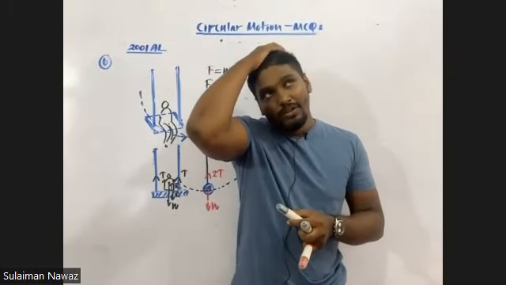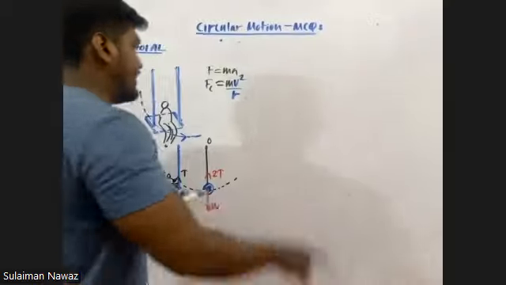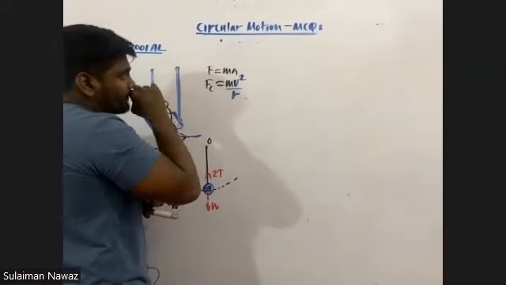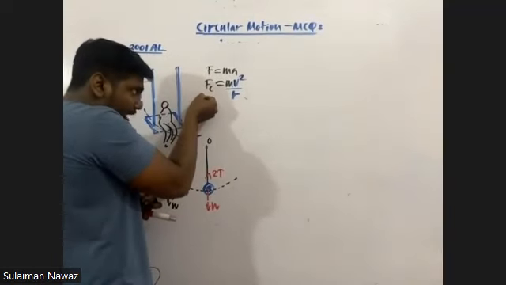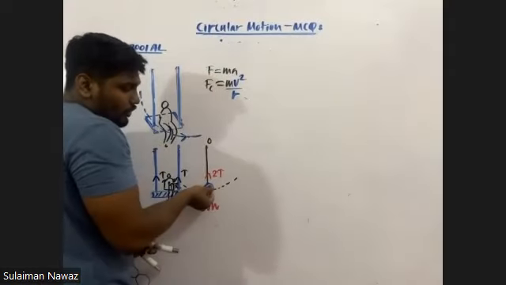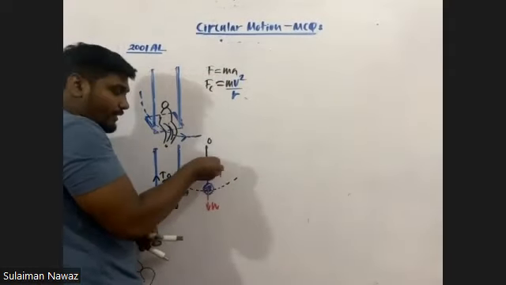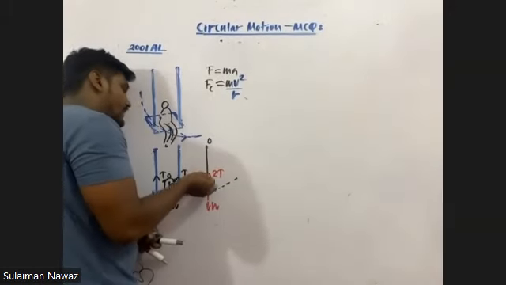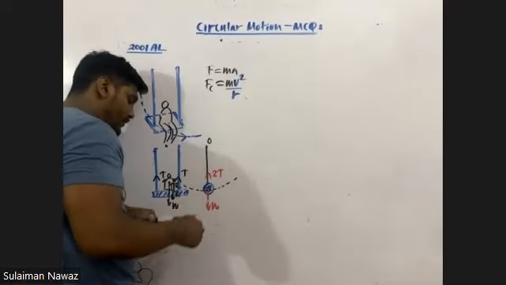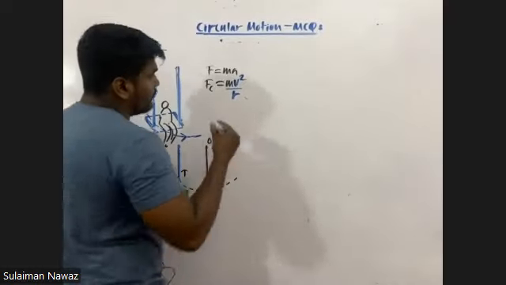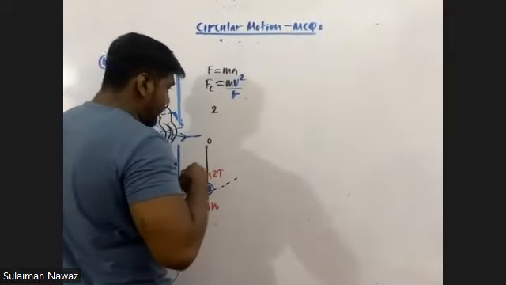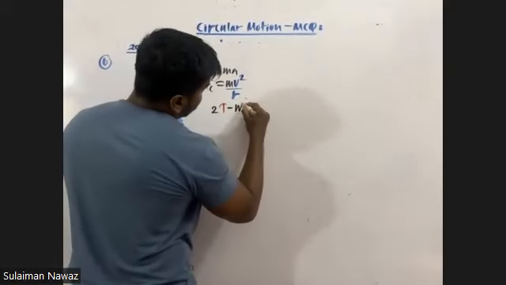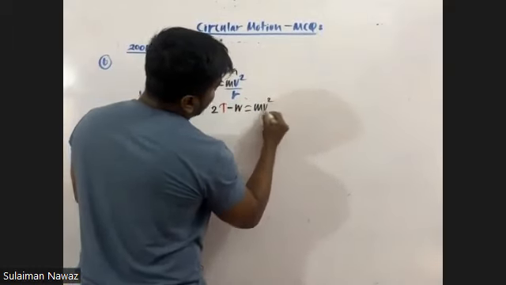Do you understand? So then, centripetal force equals mass into centripetal acceleration. That means mv squared over r. Now, which force acts as the centripetal force? 2T minus W. Not 2T, and not W, but 2T minus W. The resultant force to the center is 2 capital T minus W. 2T minus W equals mv squared over r.